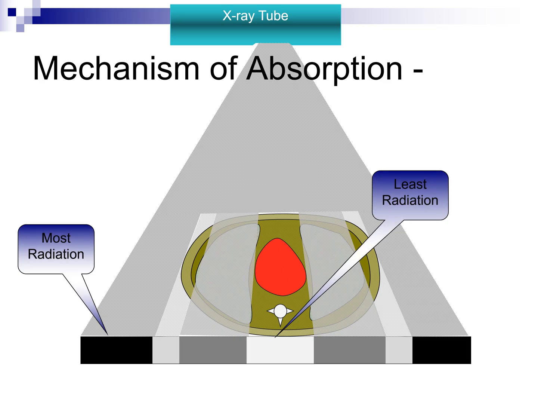In this example, the item demonstrated is seen because it has an atomic number less than surrounding tissues. Most radiation is seen in the areas not covered by patient tissues, and the least is in the thick soft tissues in the center of the patient.